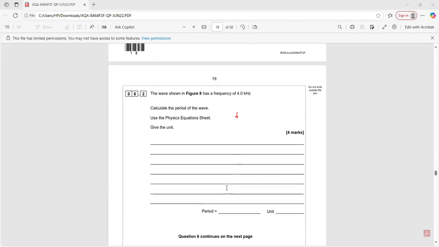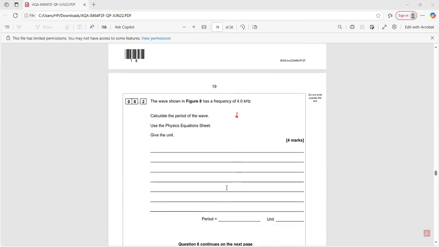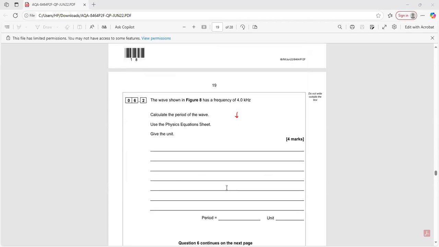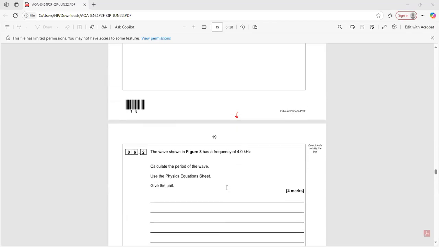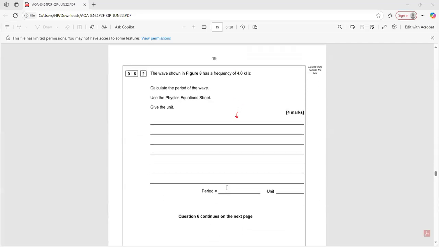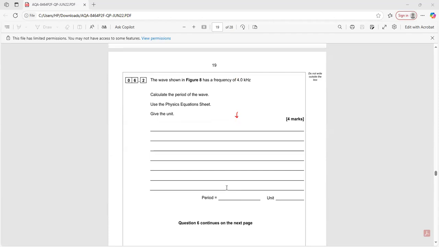Here we go. It says the wave shown in figure 8 has a frequency of 4.0 kilohertz. Calculate the period of the wave. Okay. So how do you calculate period? Remember, frequency is how many cycles are covered in a second, and period is the reciprocal of the frequency. That means T is equal to 1 over F.